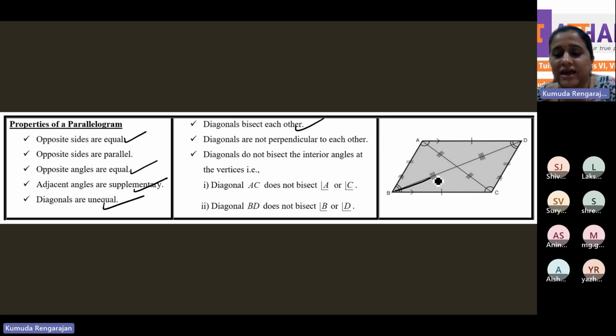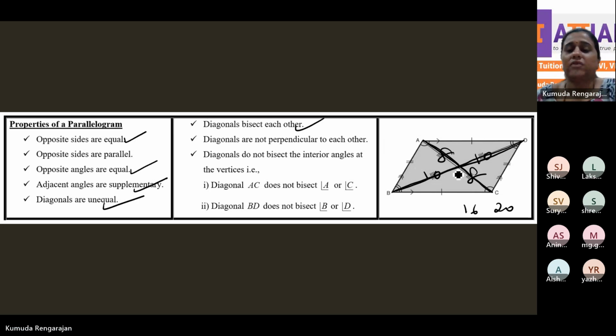See here, the length of this diagonal say is 20 centimeters, and the length of this diagonal say is 16 centimeters. So this diagonal is cut into 2 equal pieces. So it'll be 10 out here and 10 here. The other diagonal, the length of the other diagonal is 16. So it'll be 8 here and 8 here. The diagonals are not equal. In a parallelogram, diagonals are not equal, but they bisect one another. They cut each other equally.